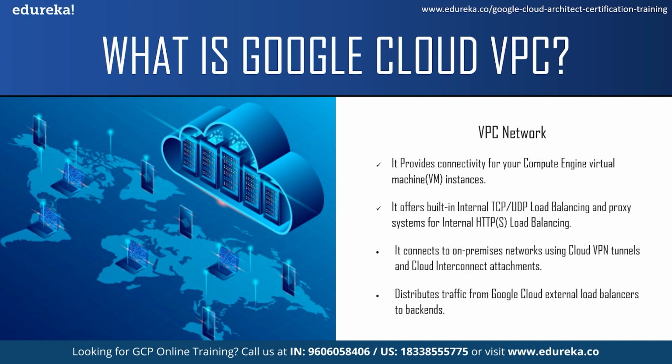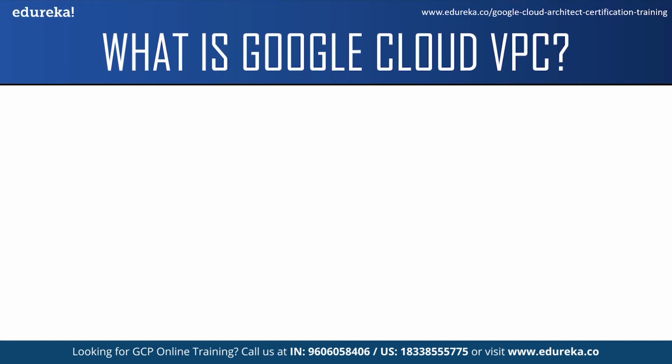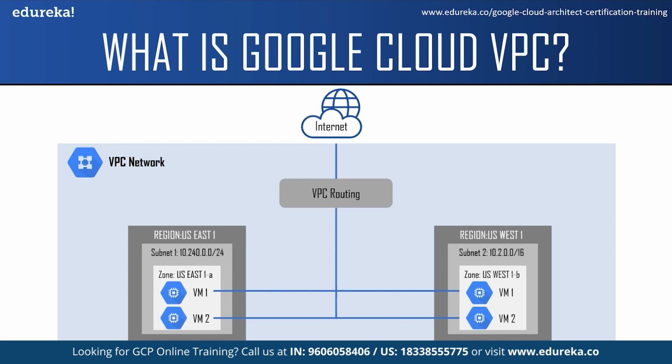Now to understand VPC network better, let us take a look at its architecture. Here you can see we have two regions, US West 1 and US East 1 in a VPC network. A region is nothing but a specific geographical location where you can host your resources. And a region can have three or more zones. For example, the US East 1 region has three zones, US East 1A, US East 1B, and US East 1C. Now talking about zones, zones are independent of each other. They have completely separate physical infrastructure, networking, and isolated control planes. This is to ensure that typical failure events only affect that zone.